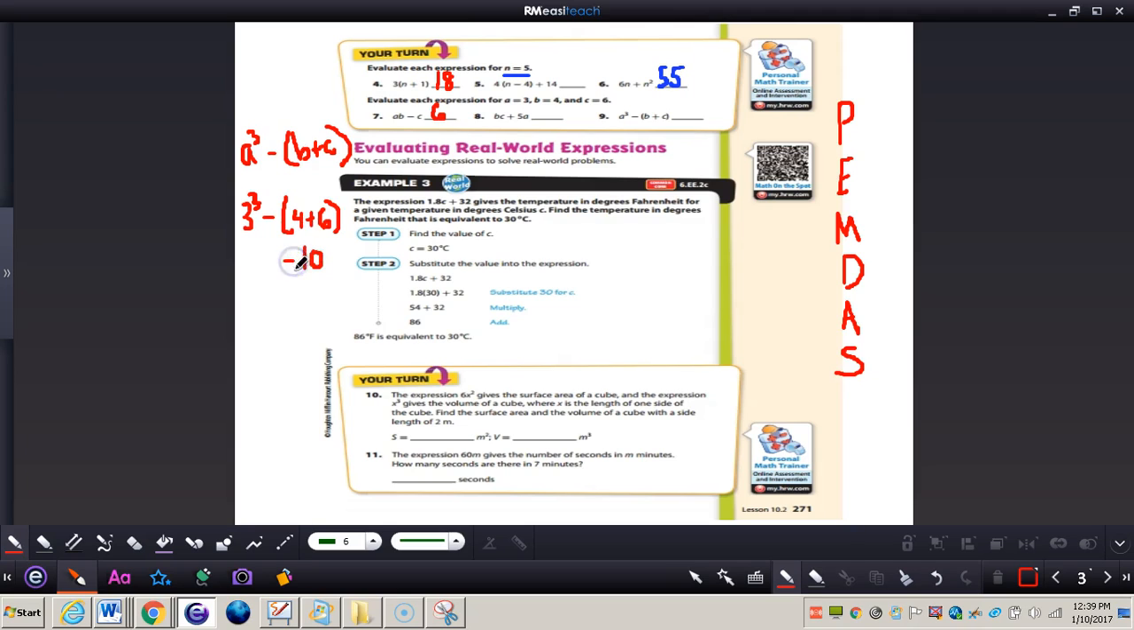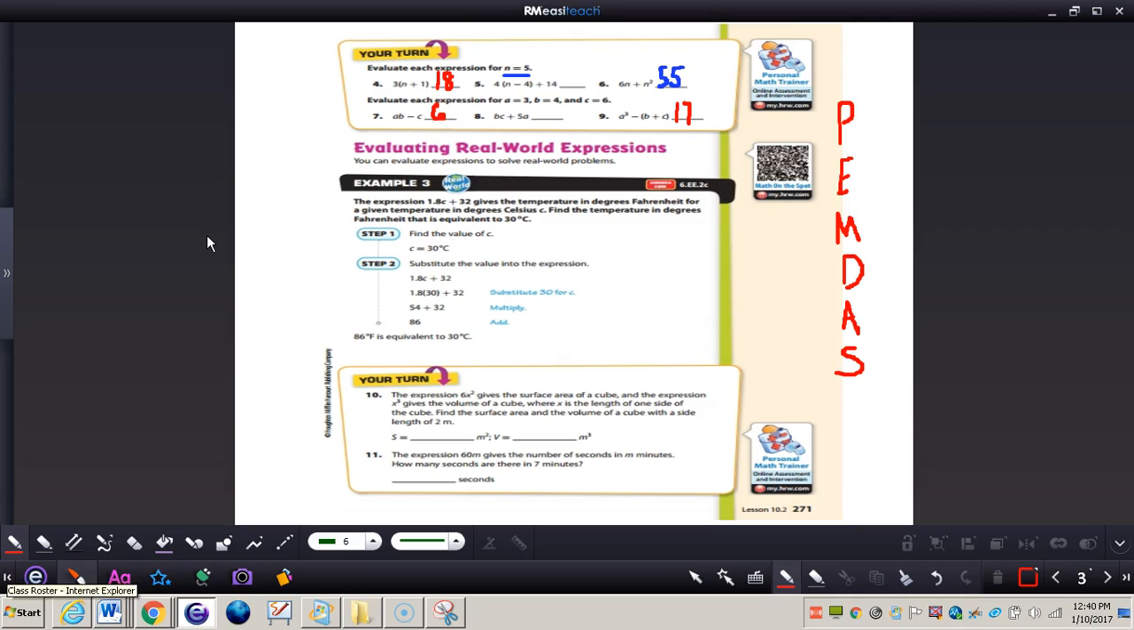Drop down the subtraction sign, drop down the 3 cubed. Now we can multiply 3 times 3 times 3, and that's going to give us 27. We do that first because exponents come before subtraction. So we have 27 minus 10, and that will give us the answer of 17. You can write 17 in there for number 9.